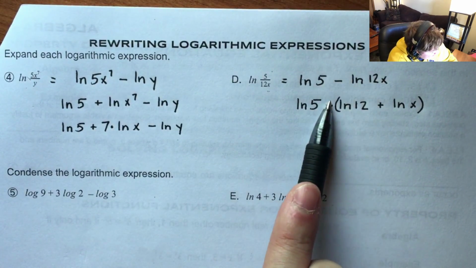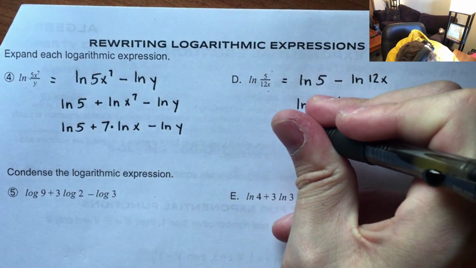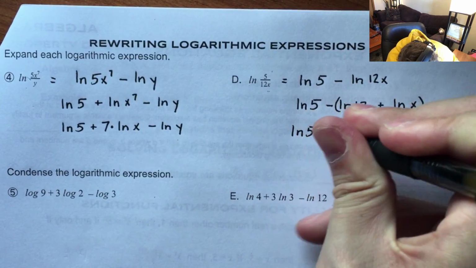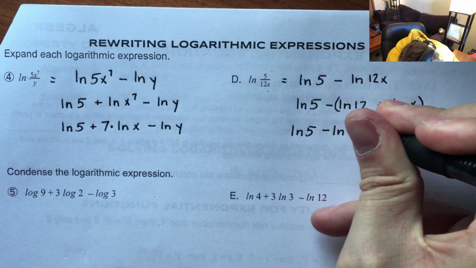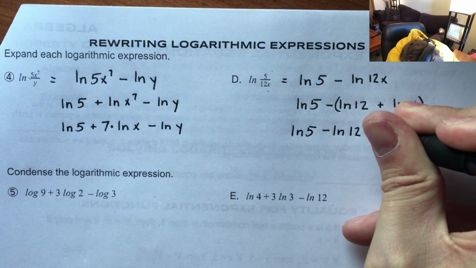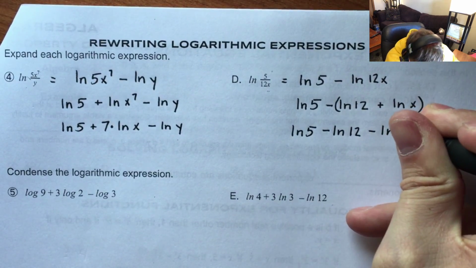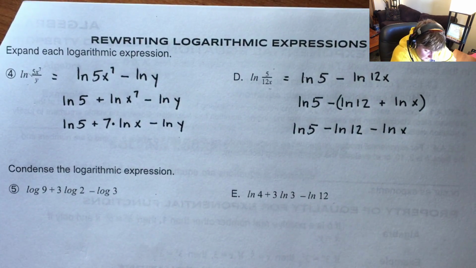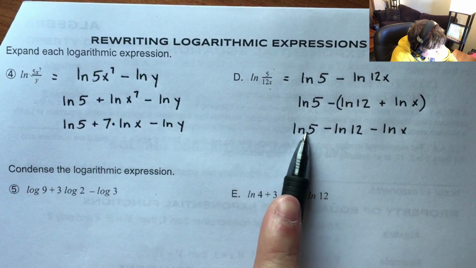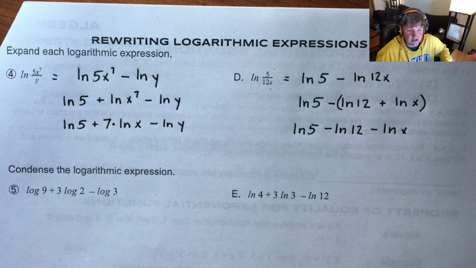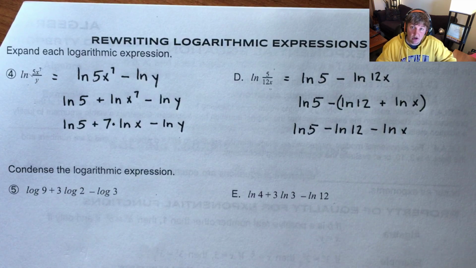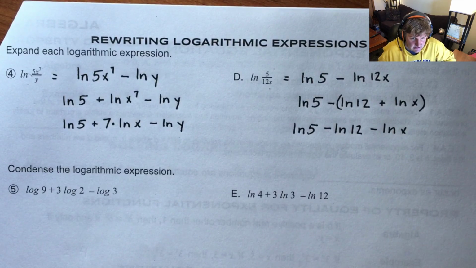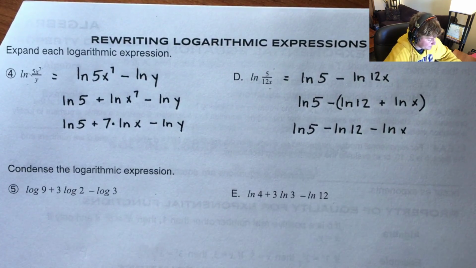Okay, and so the last, I can just distribute my negative here to get the natural log of 5 minus the natural log of 12 minus the natural log of x. Okay, look at each part, and it cannot be expanded out anymore. Each part individually is as simplified as it can be, so that is just going to be it.